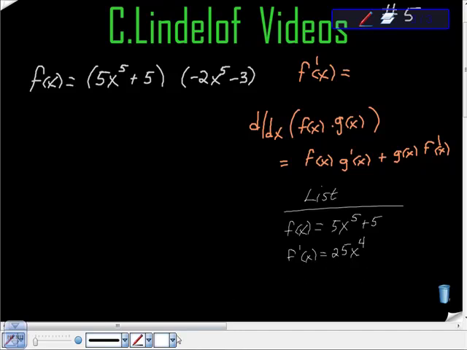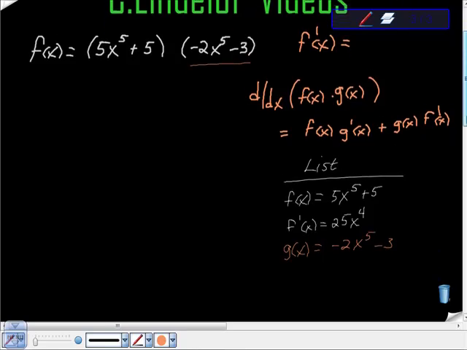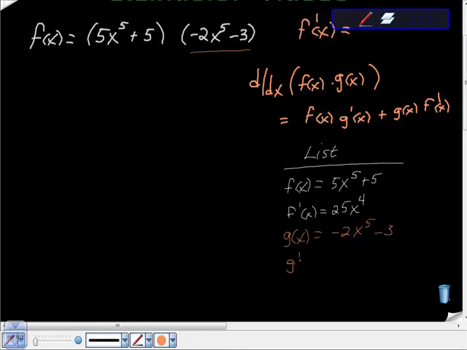And then I need the second function, and the second function is g of x, and that's this function right here. And that function is negative 2x to the fifth minus 3. I also need its derivative, and its derivative is simply done through the power rule, which is negative 10x to the fourth power, isn't it? So negative 10x to the fourth power.